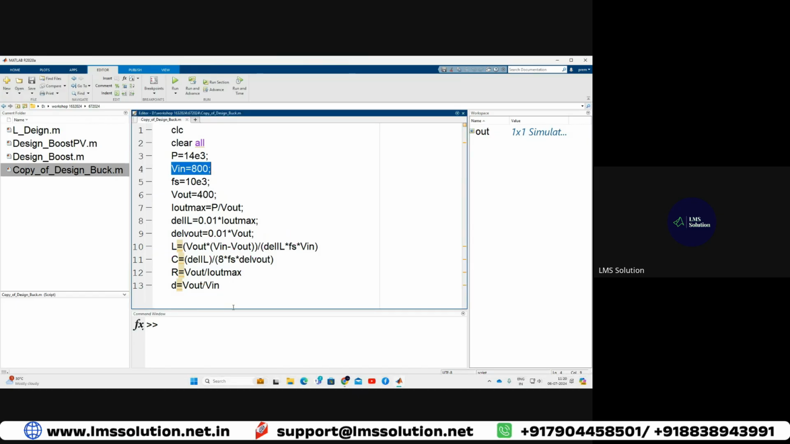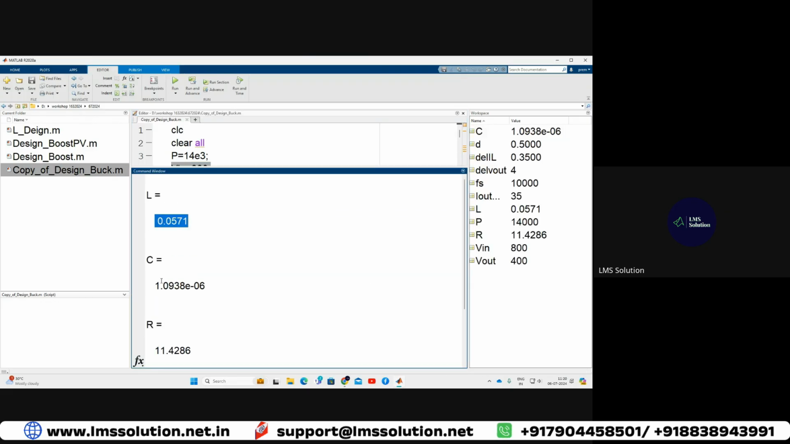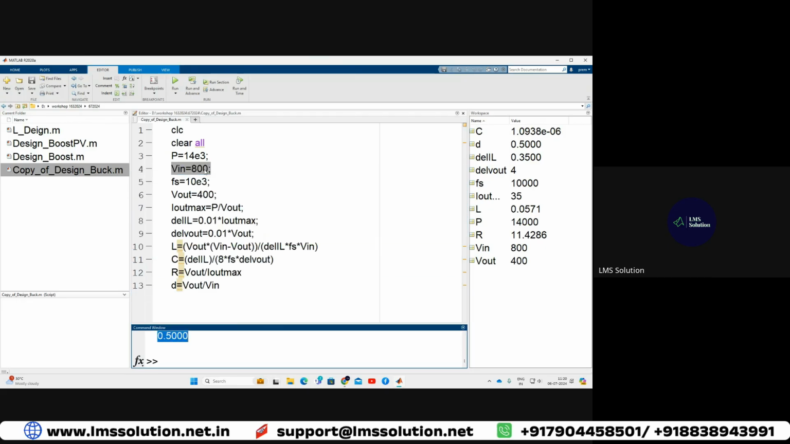When you run this code, you will get the details of L and C, then the load resistance, and then the duty cycle. Here the duty cycle will be 0.5 because the input is 800 and the output is 400, so the output is 50% of the input. That's why the duty cycle is 0.5.